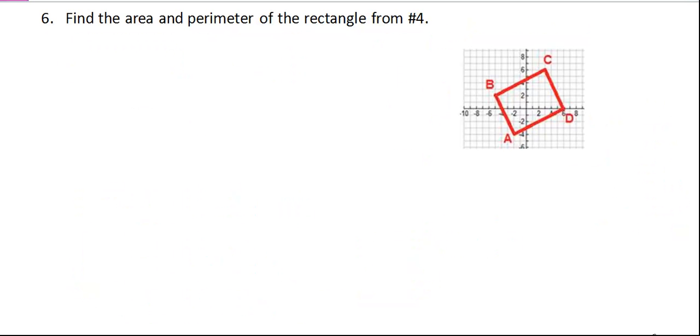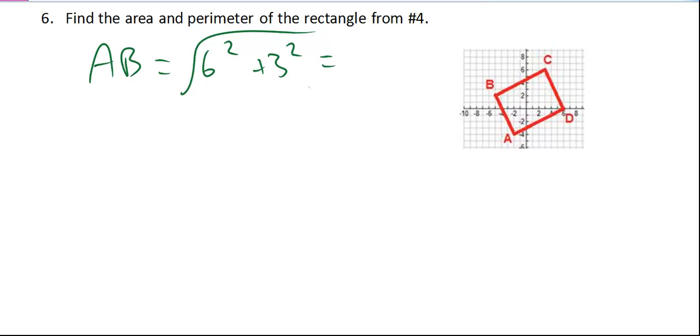All right, so this is the same figure from number 4, the one we found the diagonal and the midpoint. What if I wanted area and perimeter? So here, obviously, I want some side lengths. The length of AB, looks like we're going up 1, 2, 3, 4, 5, 6. That's my change in y. I'm going over 1, 2, 3. So that's 36 plus 9 is 45.